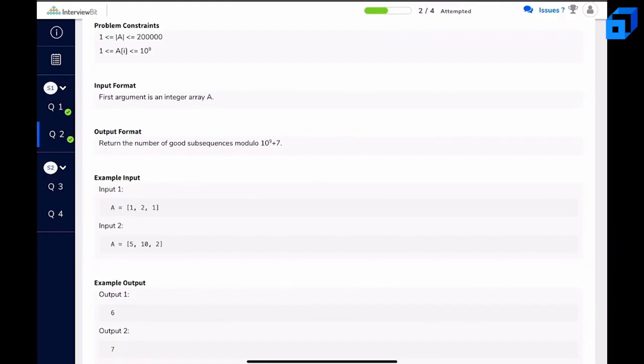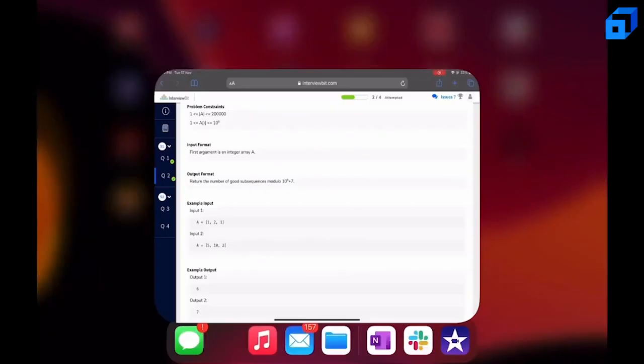And for the subsequence 1, 1, the frequency of all elements is 2. But the array of length 3 will not be good because the frequency of 1 is 2 and the frequency of 2 is 1, which is not equal. So the total number of subsequences which are good are 6. So let's look at the model solution.